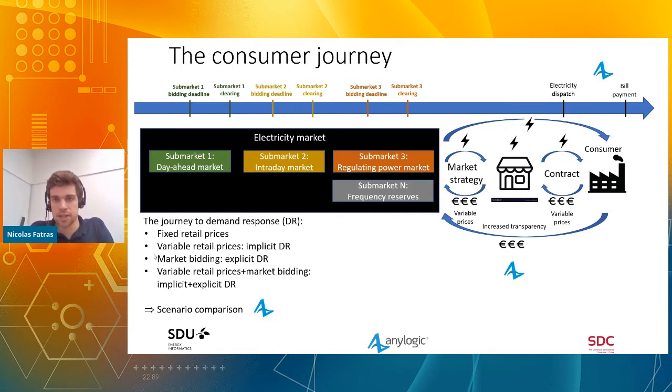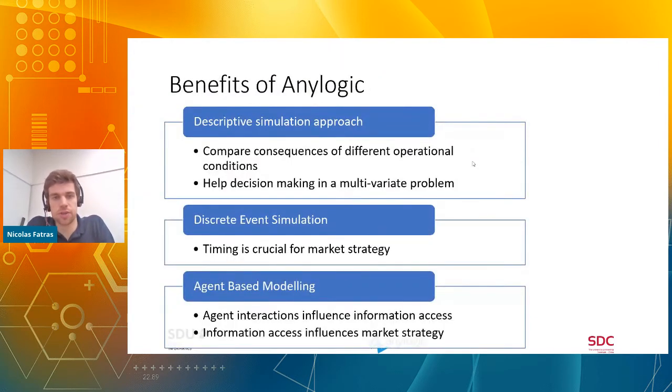And finally, if you look at this diagram I quickly drew, you have these different agents, right? You have the consumer in contact with the supplier, in contact with these different electricity markets, which are all modeled as agents. And so you have this agent interaction, which will influence how much information each agent has, and therefore what market strategy they apply. Right, so I think this sums up what I said at the last slide. Essentially, AnyLogic is very attractive in this case because it allows simulation by tweaking parameters and having a scenario comparison approach. It allows discrete event simulations because timing is crucial for market strategy.